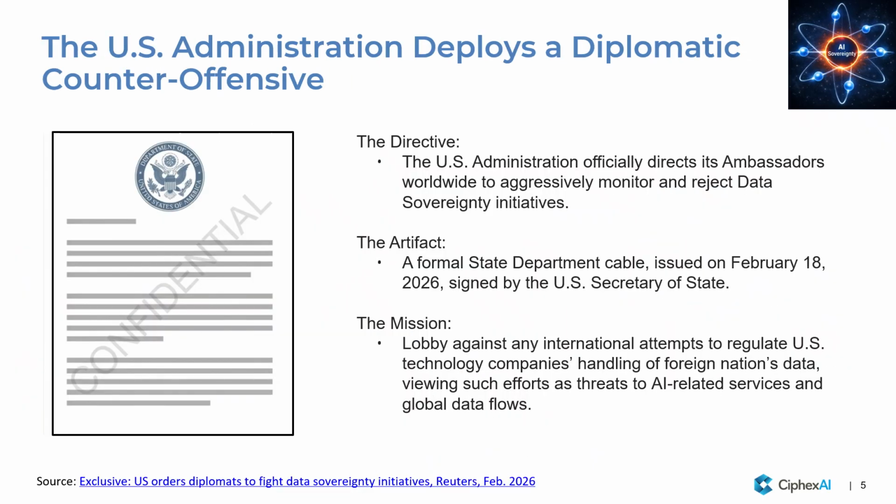Now, the cable that was released on February 18th, signed by the US Secretary of State, is really a directive telling its diplomats or ambassadors to lobby governments to reject data sovereignty initiatives. This story was released by Reuters, and they released the content of the document. It's a very strong document telling their diplomatic corps to lobby the countries and say data sovereignty is a bad thing. And the reason why it's bad is that it'll impede commerce and slow down global data flows. It is not in their best interest.